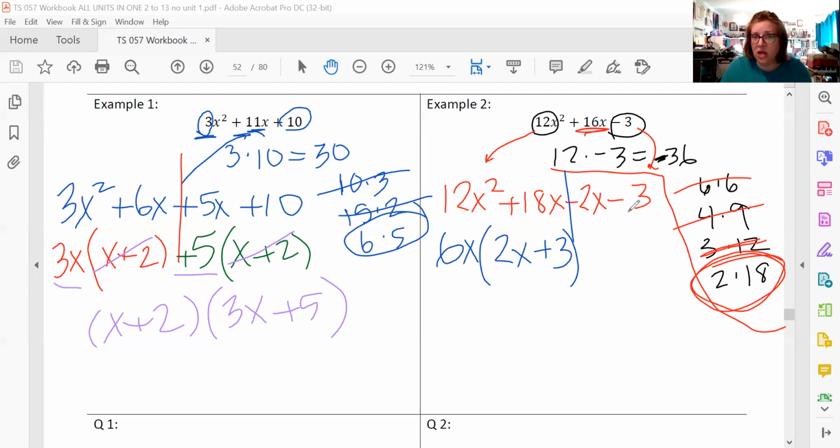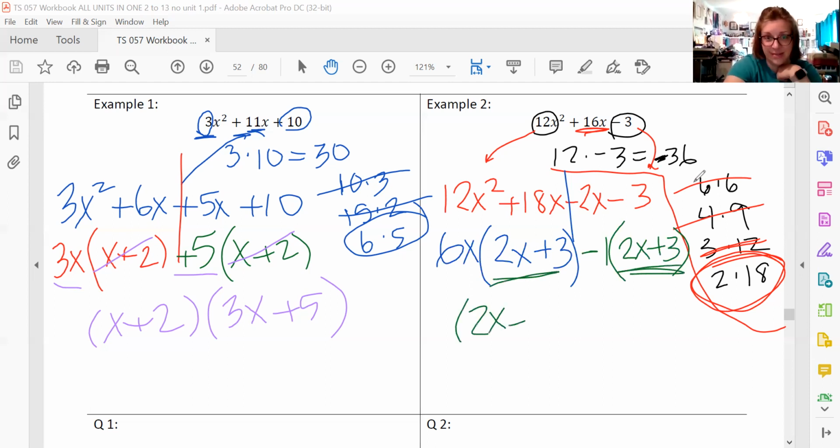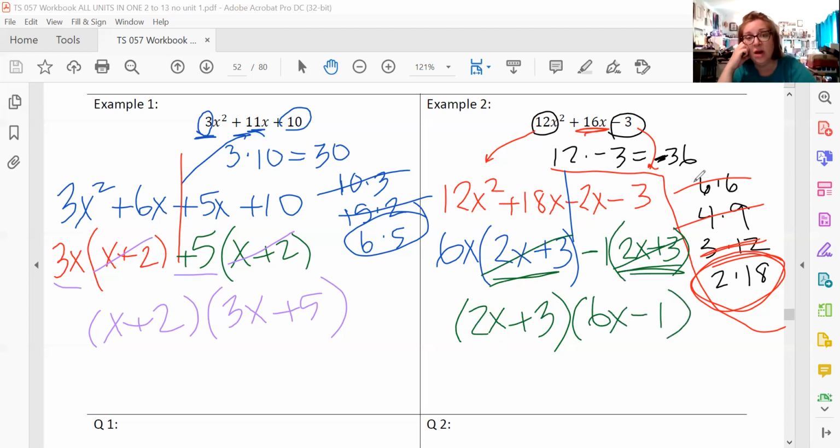So then now I can come over here. I have negative 2x minus 3. There's nothing that's going to factor out of those, so what I'm going to pull out is just a negative 1, because then that leaves me, look at that, with 2x plus 3, which is the same in both places. It's so awesome. So I'm going to write that 2x plus 3, that factors those out of that big long thing that I have. And then in the second parenthesis, I'm just going to write my second binomial with everything that's remaining, the 6x minus 1. So there we go.